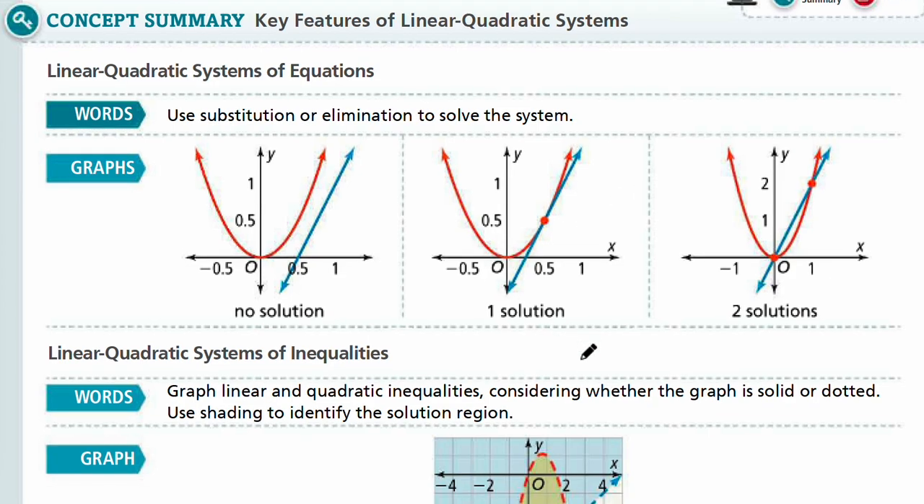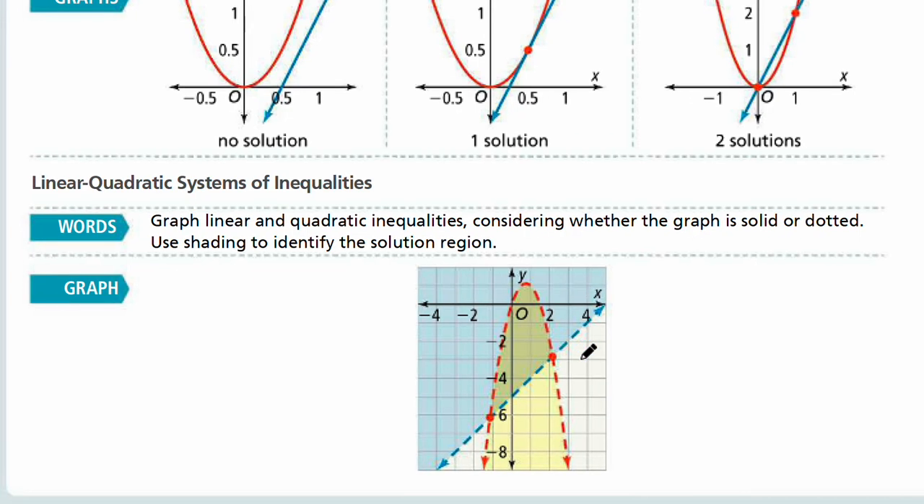And if you have inequalities for linear and quadratic systems, you would graph them accordingly and shade them accordingly, and make sure the graph is solid or dotted depending on your inequality sign, and you shade above or below your graph when your y is greater than or less than your equation. Okay, so that was lesson 2-7.